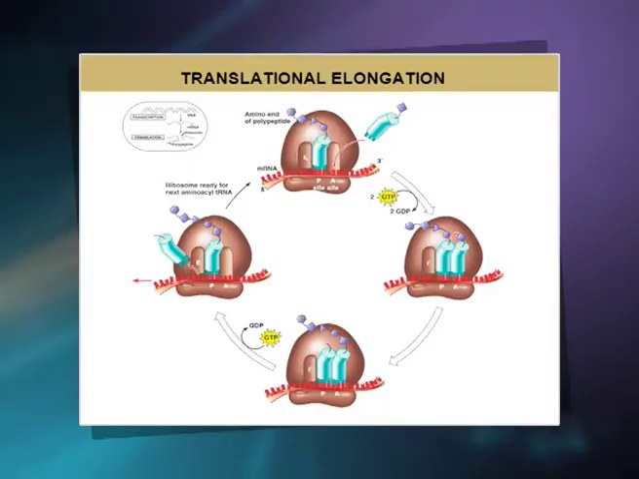A peptide bond is formed between the first and second amino acid in the P site and A site respectively. The formation of the peptide bond is catalyzed by the enzyme peptidyl transferase present in the ribosome. The energy required for this process is provided by the hydrolysis of GTP. Now, the first tRNA in the P site leaves the ribosome as it is detached from the amino acid.